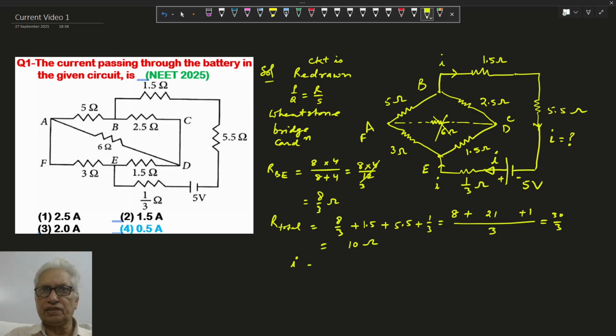So the current will become voltage V divided by total resistance, 1 by 2, which is 0.5. So the option here is 4.